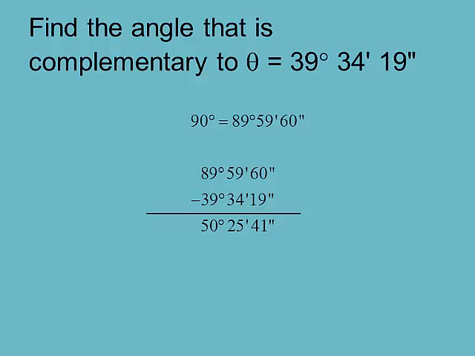And how you can check this is actually add them up. Take the two angles and add them. If you add those together, 41 seconds plus 19 seconds would give you 60 seconds. You would add 1. 34 plus 25 gives you 59 minutes. Well, you add the 1 from the 60 seconds, and that gives you a whole degree. 39 degrees plus 50 degrees gives you 89 degrees. Add the 1 degree, and there you go. So you can always check your work to make sure you have the right answer.